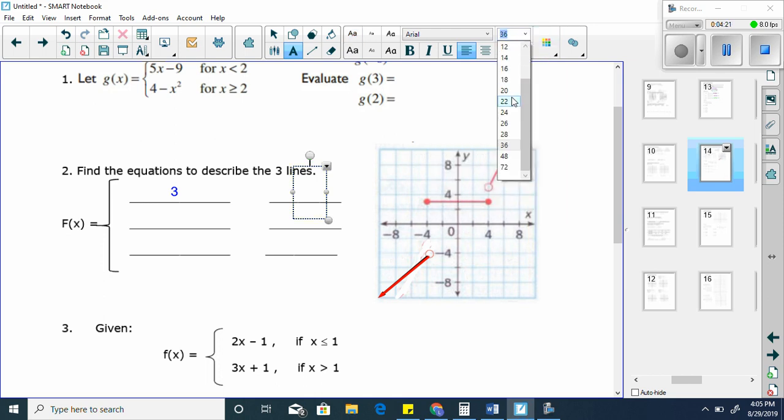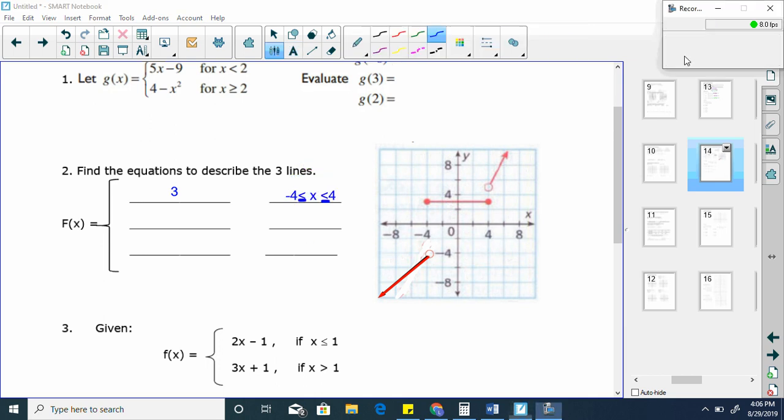So my terms have to do with my closed and open dots, just as we've discussed before. Here it's equal to negative 4, and it's equal to 4. This is actually an and inequality, so we're combining what we learned before. Well, x is greater than negative 4, but it's less than 4, right? So these are the conditions of this piecewise.